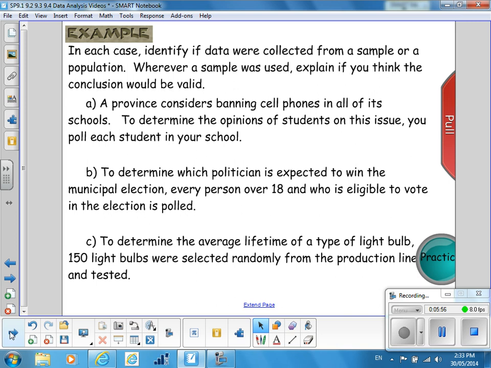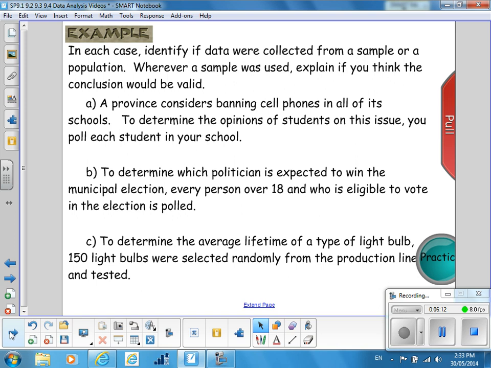Now, would this sample be valid? You might think so because you've actually surveyed all of the students. However, are we in a rural community? Are we in an urban community? Are we in a community where there is no cell phone service?